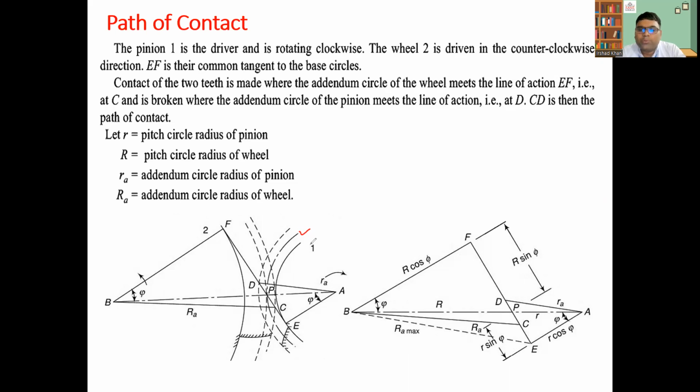We have just removed all the other parts of the two mating gears, keeping the base circle and addendum circle of both pinion and gear. This makes our calculation simple, and we will use some trigonometry to get the path of contact. So let's understand that.